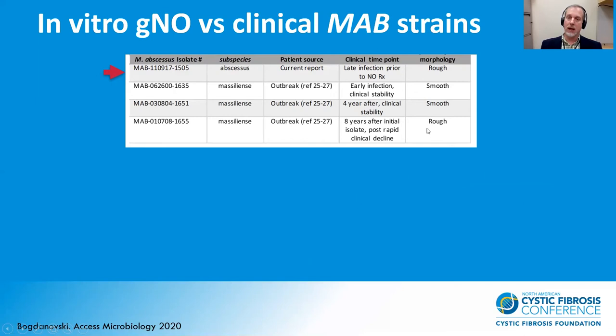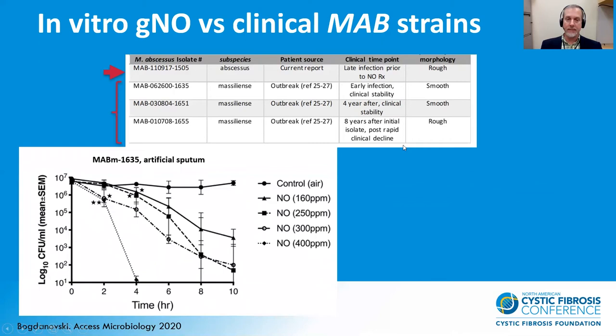We constructed time kill curves initially with this initial, presumably more sensitive isolate, and looked at varying concentrations of nitric oxide that ranged from 160 parts per million to 400 parts per million, and showed a dose response effect with 400 parts per million achieving killing within 4 hours relative to no killing in control, and a prolonged time for killing to occur at 160 parts per million.